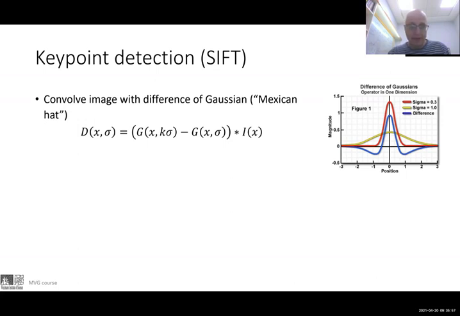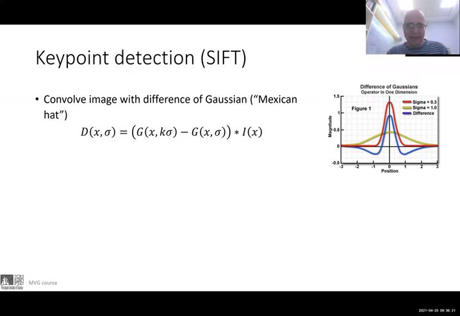So I want to move on to something called SIFT. I'm sure everybody has heard about that. It still is, I think, a very popular feature detector and descriptor. So we will discuss it a little bit, and we'll see how it relates to the Harris corner detector.